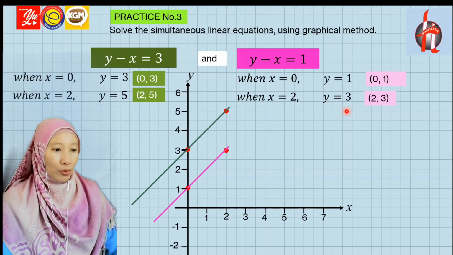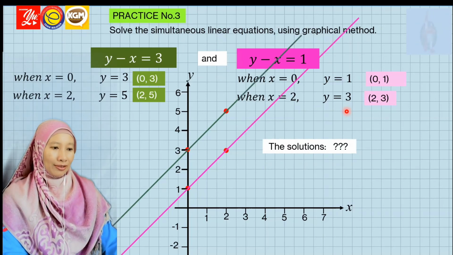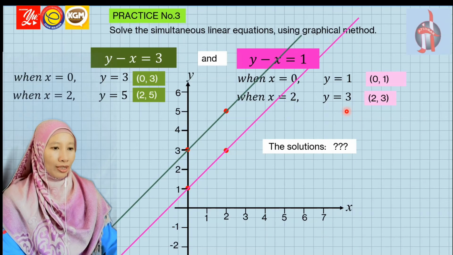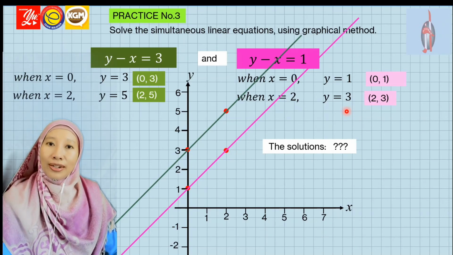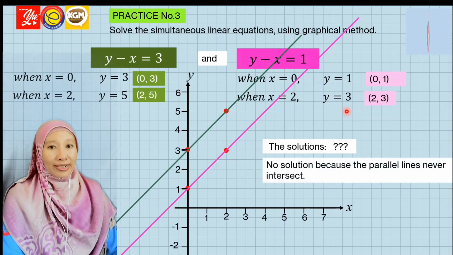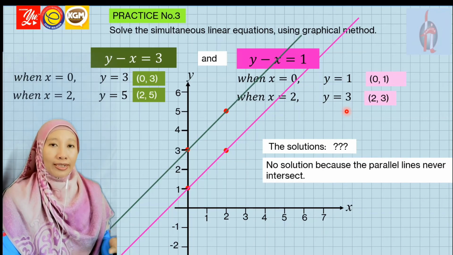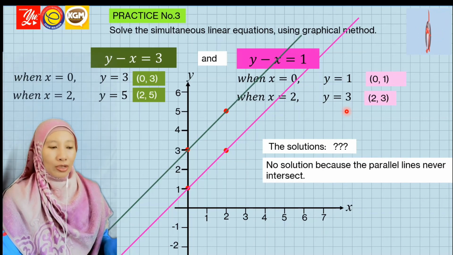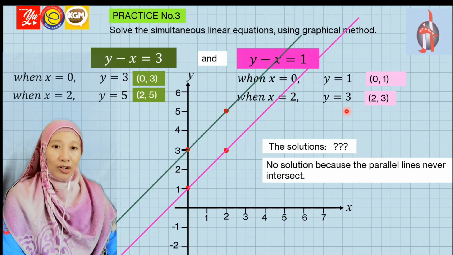Okay, let's try prolonging the line. What do you think will happen if you prolong the line? Oh, you see? We cannot find any intersection. What does it mean? When there is no intersection, it means that in these two equations there is no simultaneous solution. No simultaneous solution, because the lines are parallel to each other.